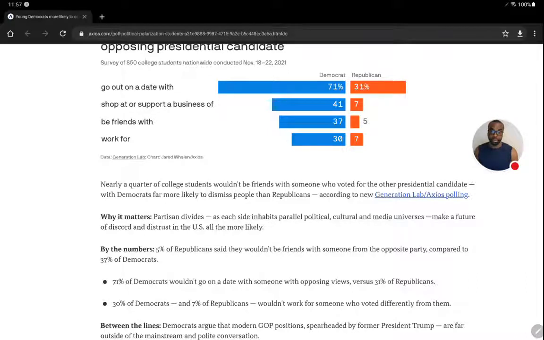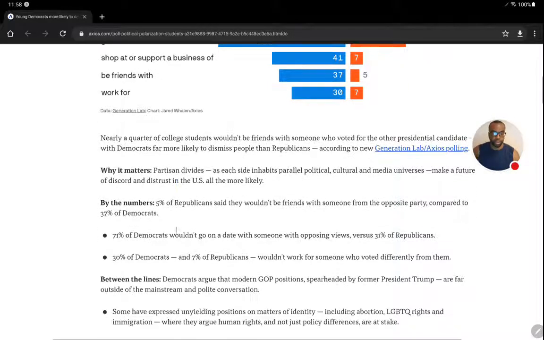Why it matters. By the poll numbers, I'm sorry, it was 71% of Democrats who were not going to date someone of opposing views versus 31% of Republicans. 30% of Democrats and 7% of Republicans wouldn't want to work for someone who voted differently than them. Between the lines, Democrats argue that modern GOP positions spearheaded by former President Donald Trump are far outside the mainstream and polite conversation. Some have expressed unyielding positions on matters of identity, including abortion, LGBTQ rights, and immigration, where they argue human rights and not just policy differences are at stake.